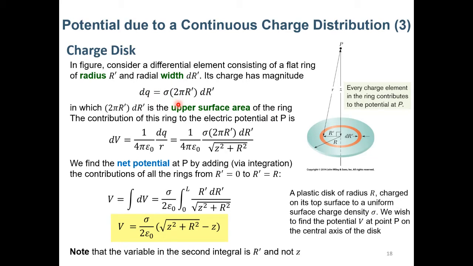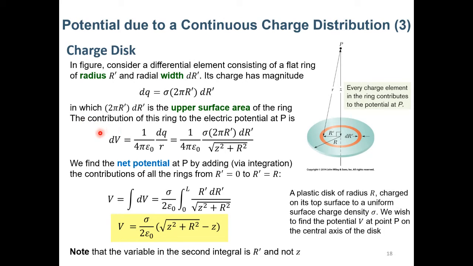Sigma is the surface charge density, so dq will be equal to sigma times dr prime, the thickness of the ring, and 2 pi r prime, which is the length of the circle. Not the perimeter, the arc length of the circle.